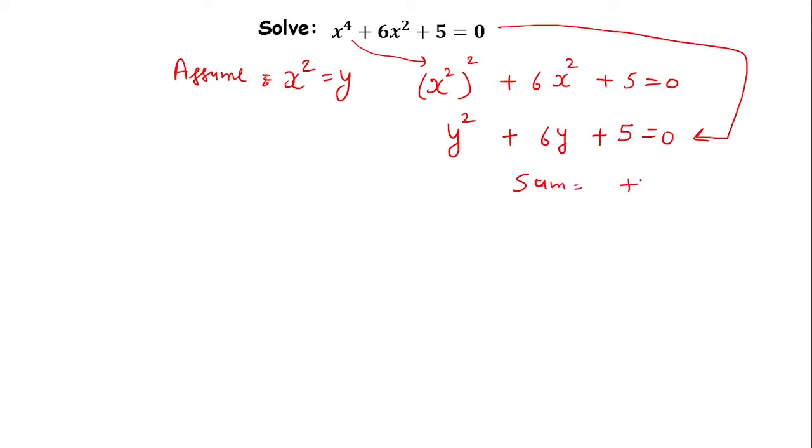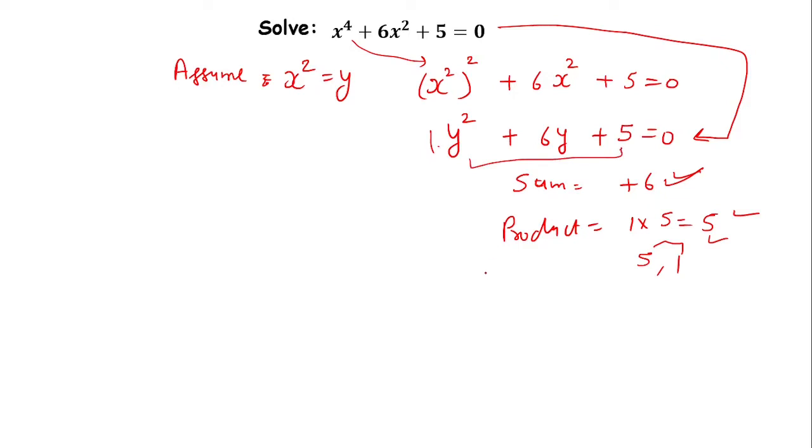The sum is positive 6 and the product is a times c. a is 1 and c is positive 5. So 1 times positive 5 is 5. Now think of two numbers whose sum is 6 and product is 5. Then the two numbers are 5 and 1. The sum of 5 and 1 is 6 and the product of 5 and 1 is 5. It means the given equation is (y + 5)(y - 1) = 0.